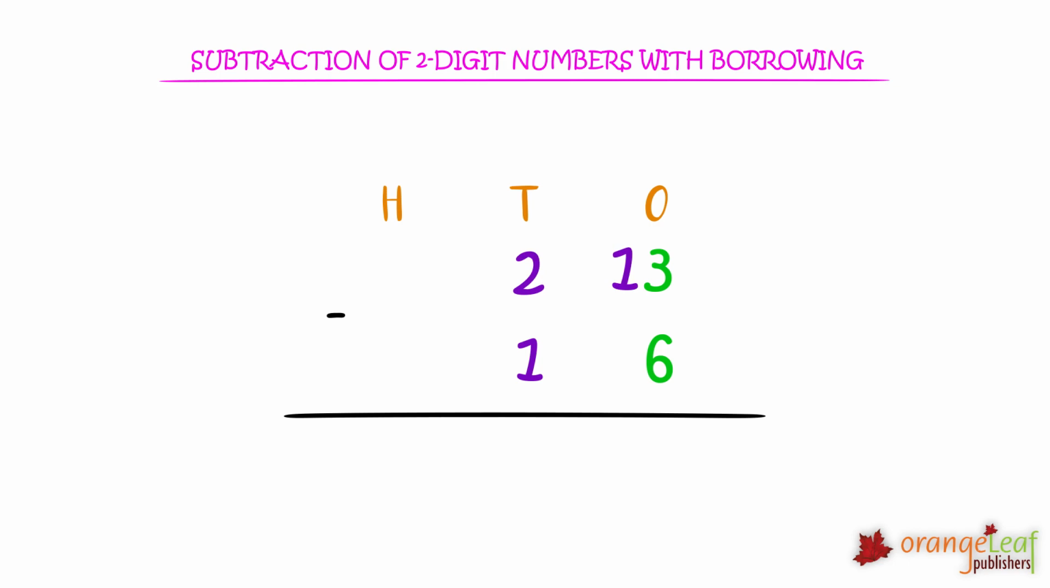Step 1. Remove 6 ones from 13 ones. That is, you get 7 ones. Write 7 under the answer of ones. Step 2. Remove 1 ten from 2 tens. That is, you get 1 ten. Write it under the tens place. The answer is 17.